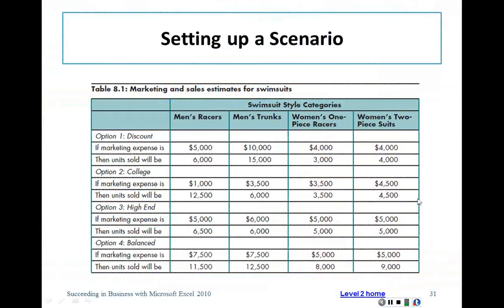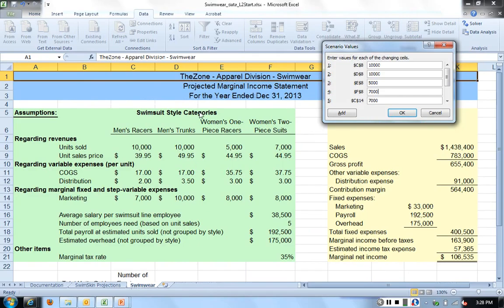So looking at the values in this scenario, we get option 1, which is the discount scenario. We have different amounts for marketing expenses and for units sold. So for marketing expenses, we have 5,000, 10,000, 4,000, and 4,000, for each of the 4 types of swimming suits.